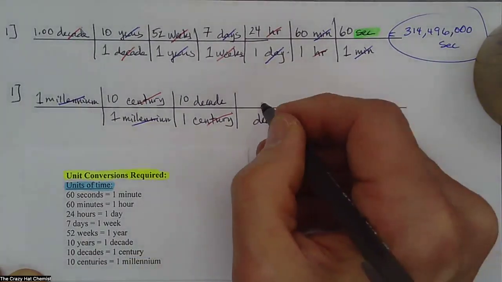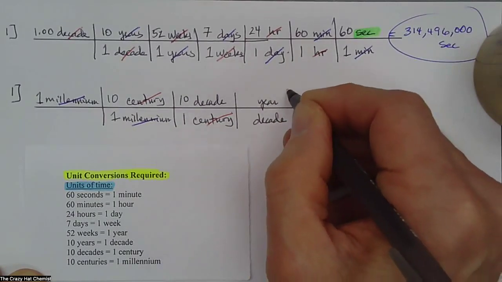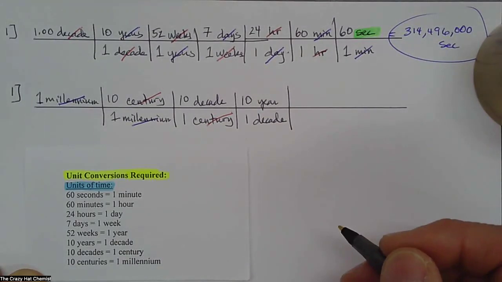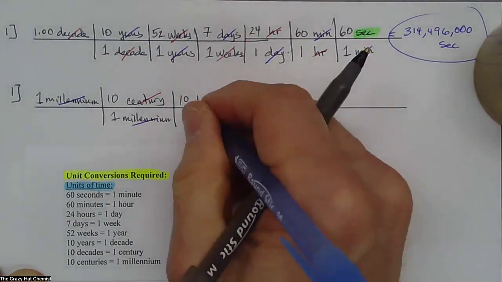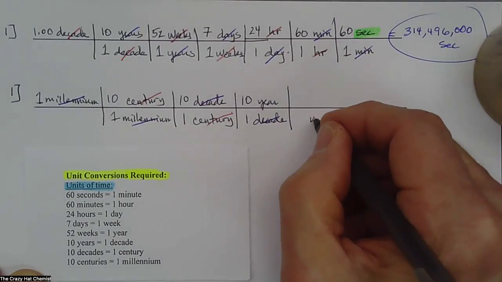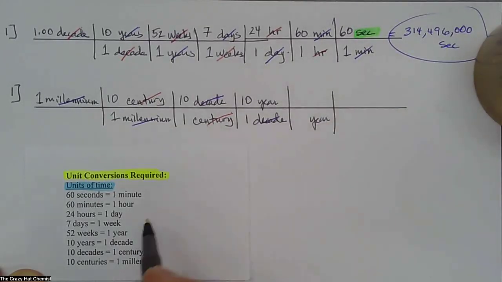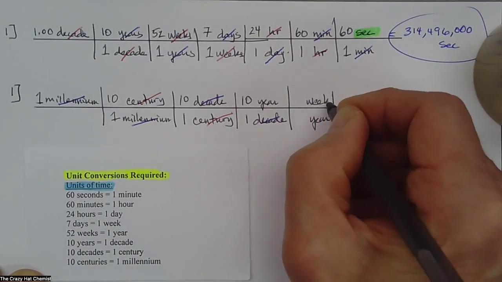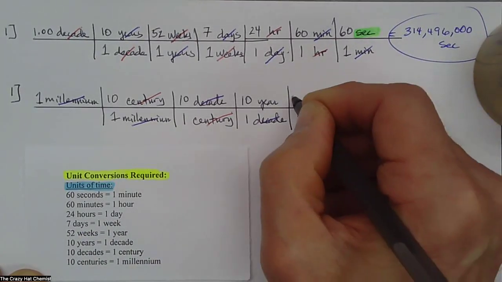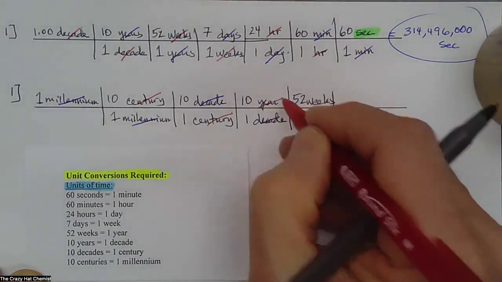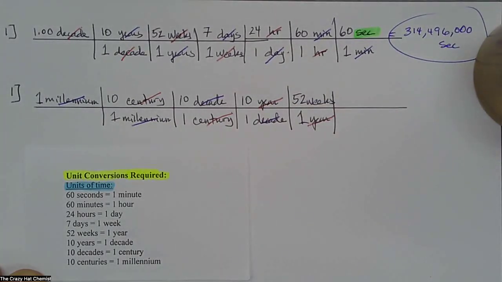Decades, to years. Vertical stop, 1 decade is equal to 10 years. And then we are going to cancel out the units of decades. Then 1 year. And then 1 year is equal to weeks. And that's what we're going to end with. And there's 1 year is equal to 52 weeks. And then the years cancel out. And then we will have the units of weeks.